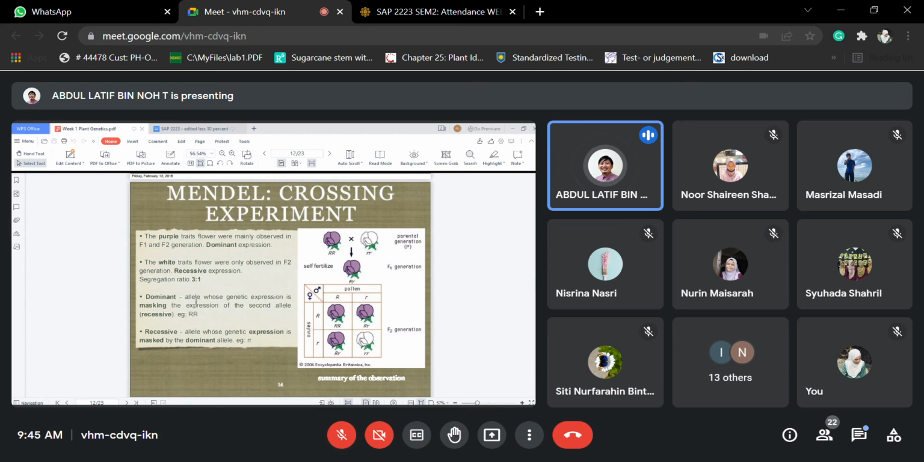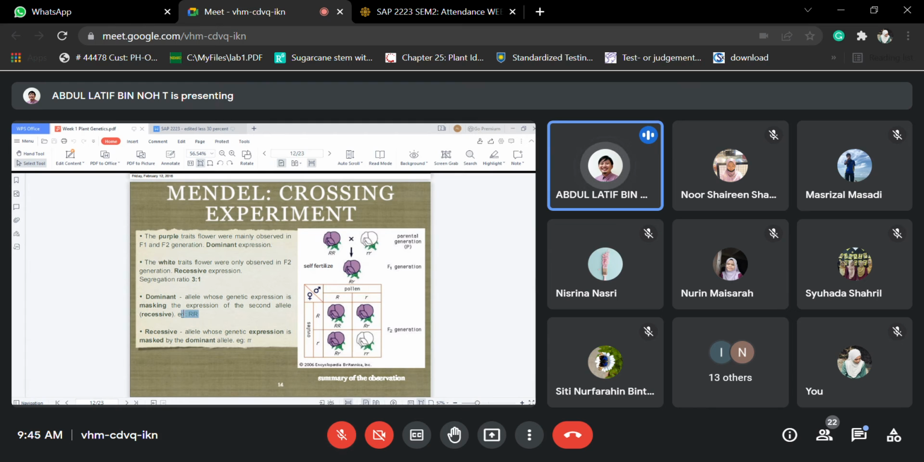Dominant is the allele whose genetic expression is masking the expression of the second allele, right? Recessive is the allele whose genetic expression is masked by the dominant allele. Allele is the expression, I mean the traits or the phenotypes, right? So dominant is the allele whose genetic expression is masking the expression of the second allele. Remember that they mask the other allele, and this one, the allele is masked by the dominant allele.